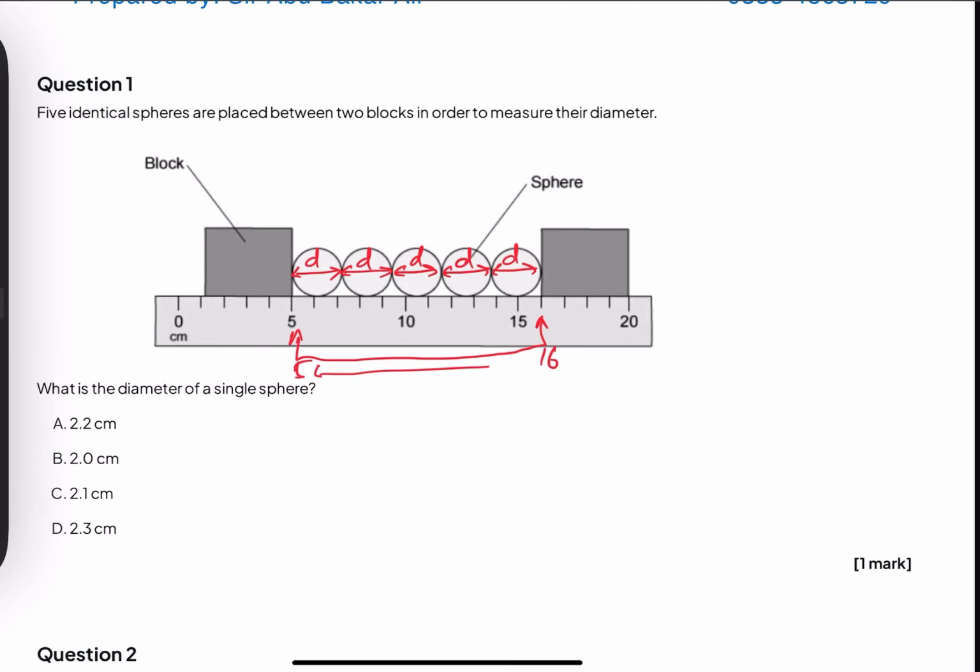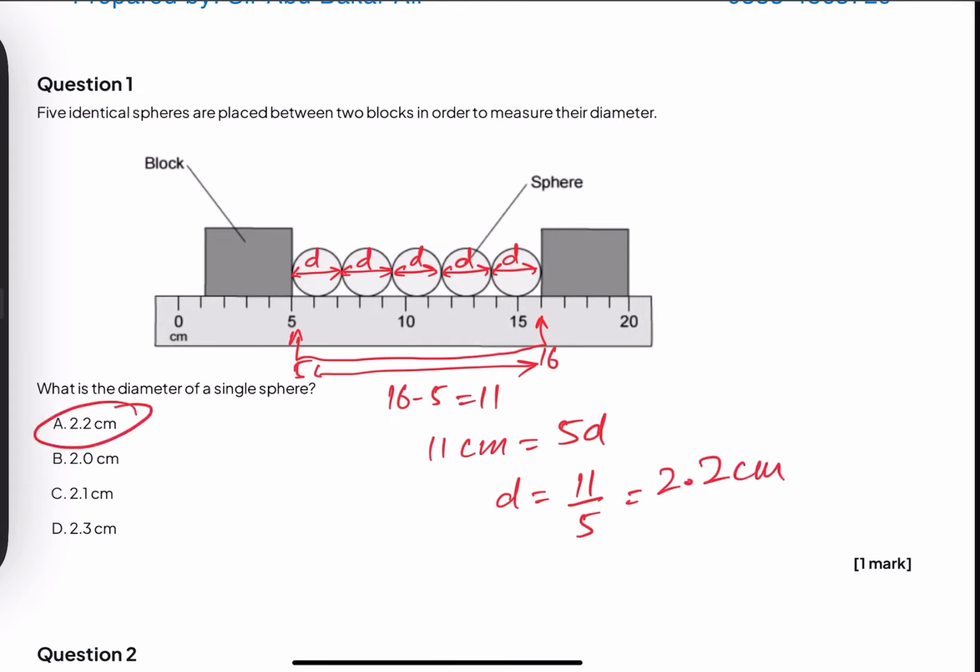This is 5, so 5 to 16 will give you 16 minus 5, that is 11. So 11 centimeter is equal to 5 diameters. So 1 diameter is equal to 11 divided by 5, that will give you 2.2 centimeter. Okay, it's option A.